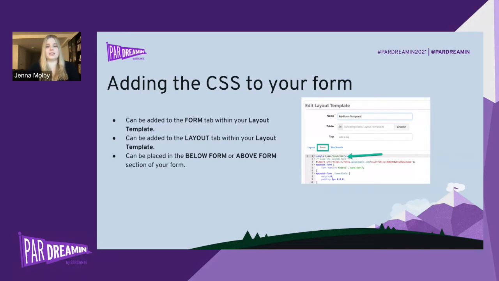First things first, adding the CSS to your form. You can add it in a couple of different places within your form. So you can add it to the form tab within your layout template, you can add it to the layout tab within your layout template, or you can add it to your below form or above form section of your form. The first two options are great if you want to use that style for all different layout templates. So any landing page that uses that template, any form that's embedded on that layout on that landing page will have that style placed. Anything for below the form or above the form would be on a per form basis. So anything that you'd want specific to that form, that's what you would want to put the CSS in.